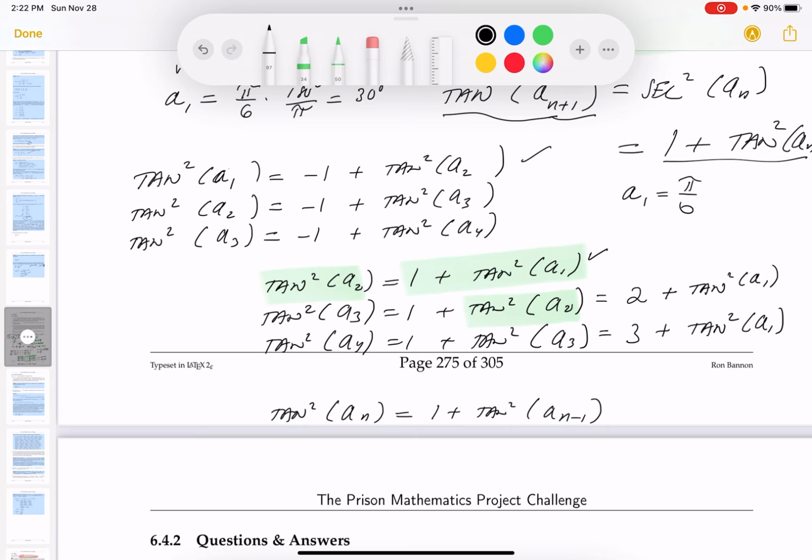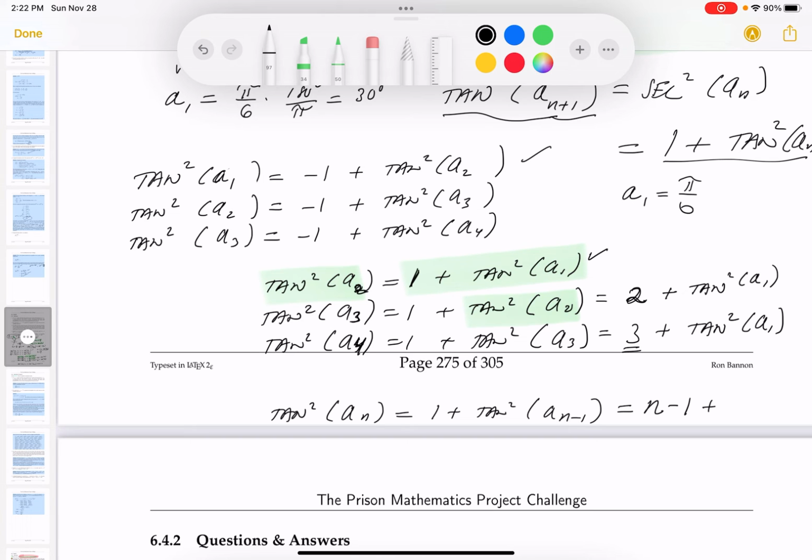Well, I think I'm seeing it. And I'll point out what I'm seeing over here. This is a 4, and that's a 3. This is a 3, and this is a 2. This is a 2, and this is a 1. So I'm going to say that this over here would just simply be n minus 1 plus.